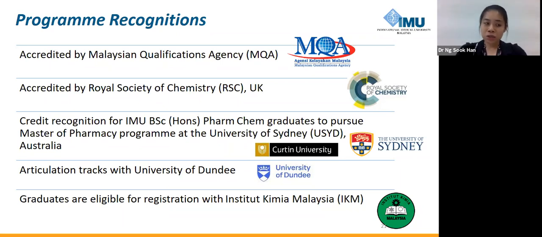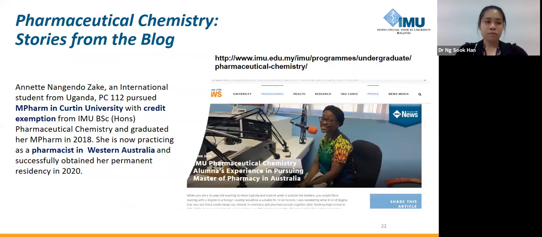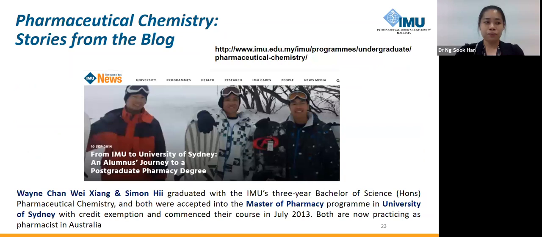So besides that, the graduate from PharmChem program will be given credit recognition to pursue Master of Pharmacy program at the University of Sydney and Curtin University in Australia. So PharmChem program also has the new articulation track with University of Dundee. And here I would like to share with you about Anna. So she is an international student from Uganda, and she received a credit recognition to pursue her Master of Pharmacy study in Curtin University. She is now practicing as a pharmacist in Western Australia.